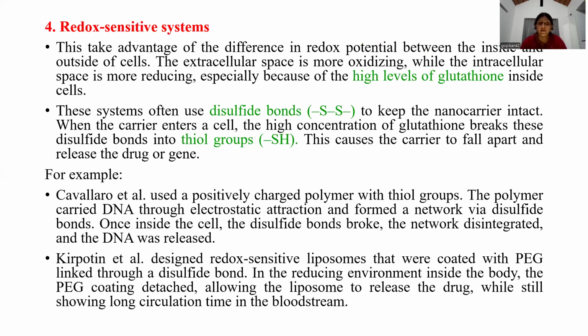So, for example, Cavallaro et al. used a positively charged polymer with thiol groups. The polymer carried DNA through electrostatic attraction and formed a network via disulfide bonds. So, once inside the cell, the disulfide bonds broke and the network disintegrated and the DNA was released at the target site. And the next one is Kirpotin et al., who designed redox sensitive liposomes that are coated with PEG, which is polyethylene glycol, linked through a disulfide bond, which is cleaved in the reducing environment. Inside the body, the PEG coating was detached, allowing the liposomes to release the drugs while still showing long circulation in the bloodstream.